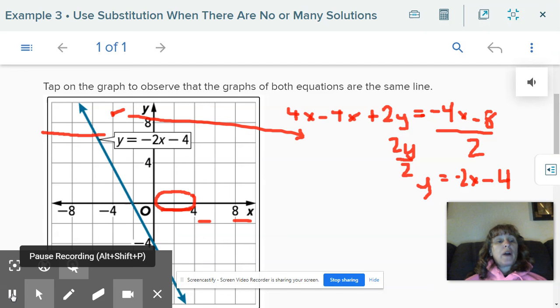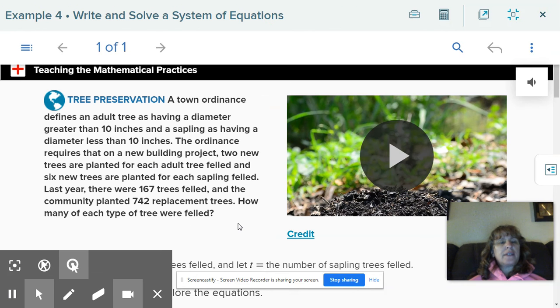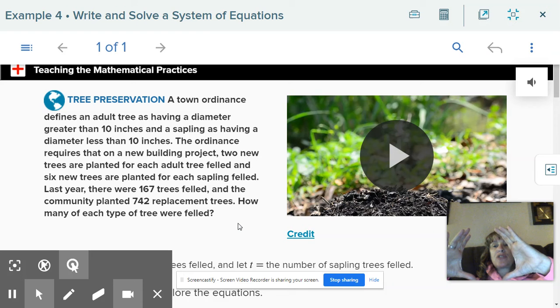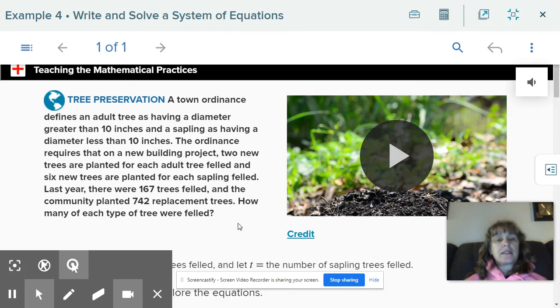Let's go ahead and take a look at one more equation that's in a word problem. All right, in this equation, we're going to talk about tree preservation. A town ordinance defines an adult tree as having a diameter greater than 10 inches and a sapling as having a diameter that is less than 10 inches. So if you think about this, remember what we know about diameter, it's circular. So let's imagine that an adult tree has a diameter of about 10 inches. That's what this looks like. So a sapling, which is a baby tree, is less than 10 inches.